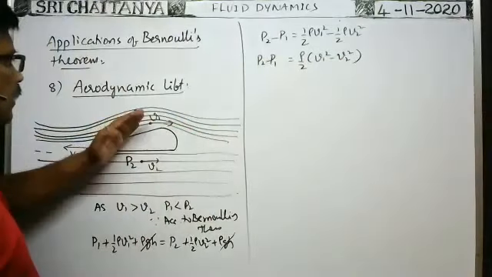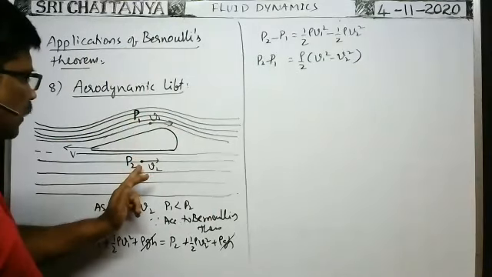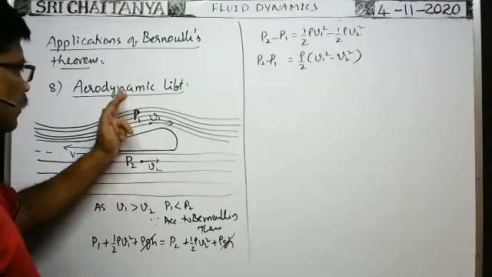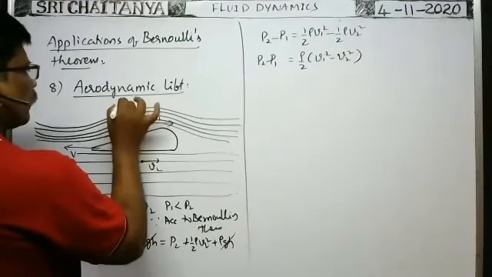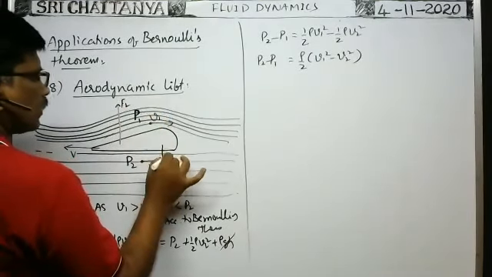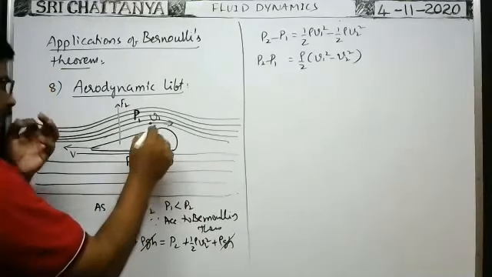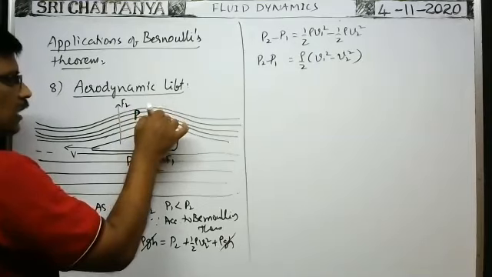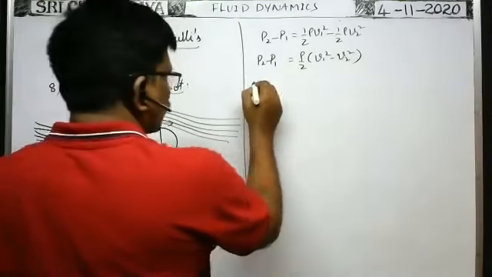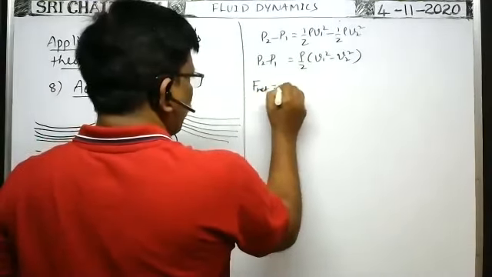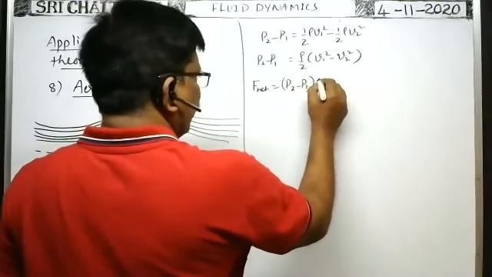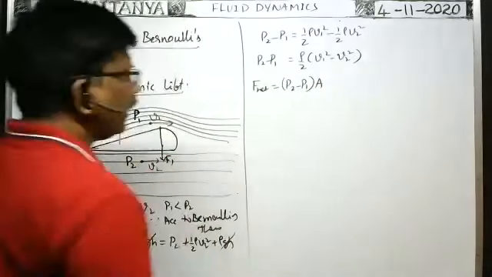Because of this pressure difference along the vertical direction, because of this pressure P2, force acts on the aircraft wing at the bottom, upwards. F2 is upwards. F1 is downwards, because at the top, because of this pressure, force acts on the aircraft wing downwards. So net force F net is equal to the pressure difference across the aircraft wing, P2 minus P1, into the span area.